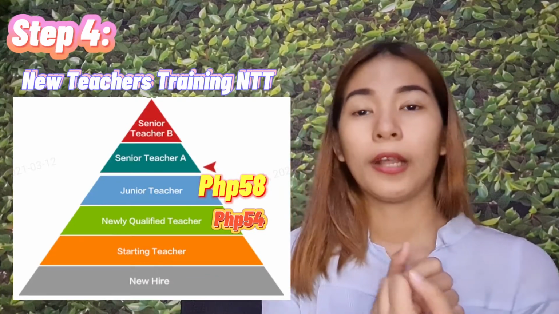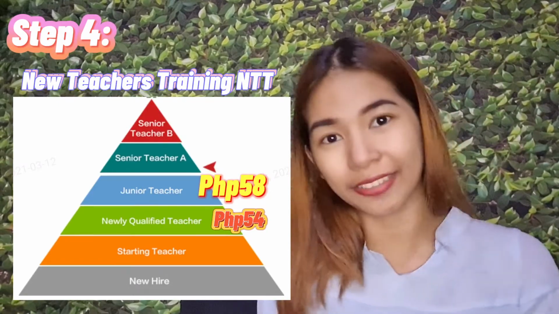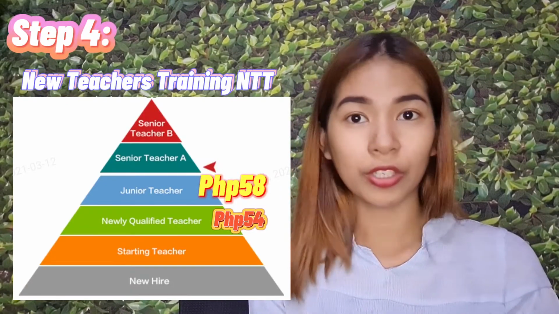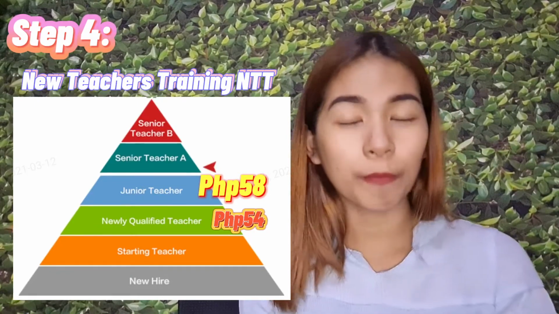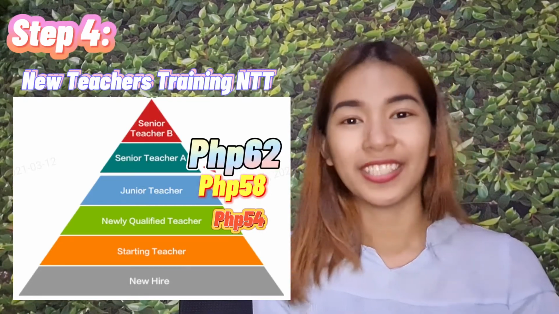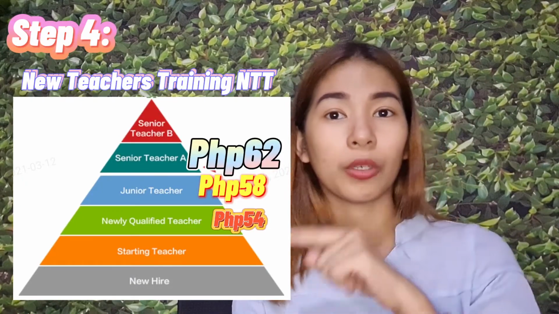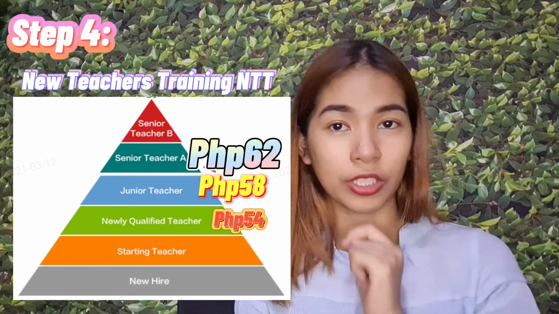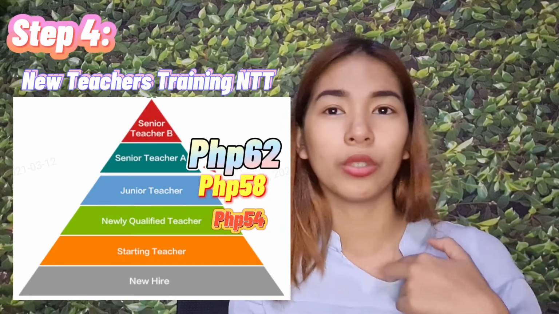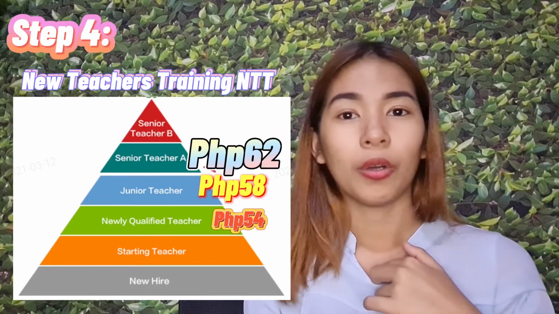Okay. Now, kung junior teacher ka na, you need to complete 200 lessons para maging senior teacher A. Now, if you're a senior teacher A, you need to finish 400 lessons to become a senior teacher B. Now, sa senior teacher A, ang rate mo po ay 62 pesos. Alright, so ang laki din ng tinaas, di ba? After that, kapag na-complete mo na yung 400, you're going to be a senior teacher B. I don't know kung magkano yung sa senior teacher B, because as of now, I'm a senior teacher A, but I am on my way to senior teacher B.